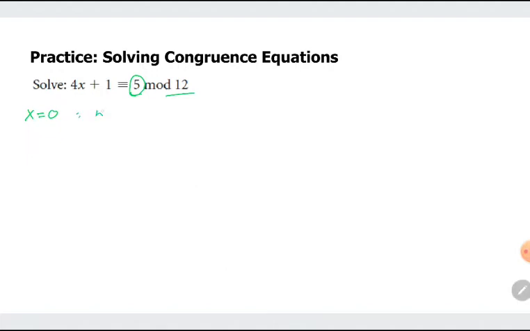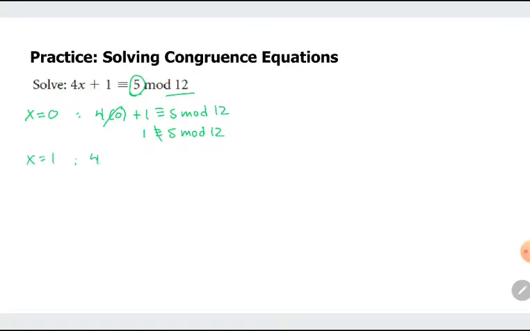So let's start now, since there are quite a few values to check. Plus 1 is equivalent to 5 modulo 12. This will become 1. Okay, 1 cannot be divided by 12. The remainder is 1. So this is not a solution.